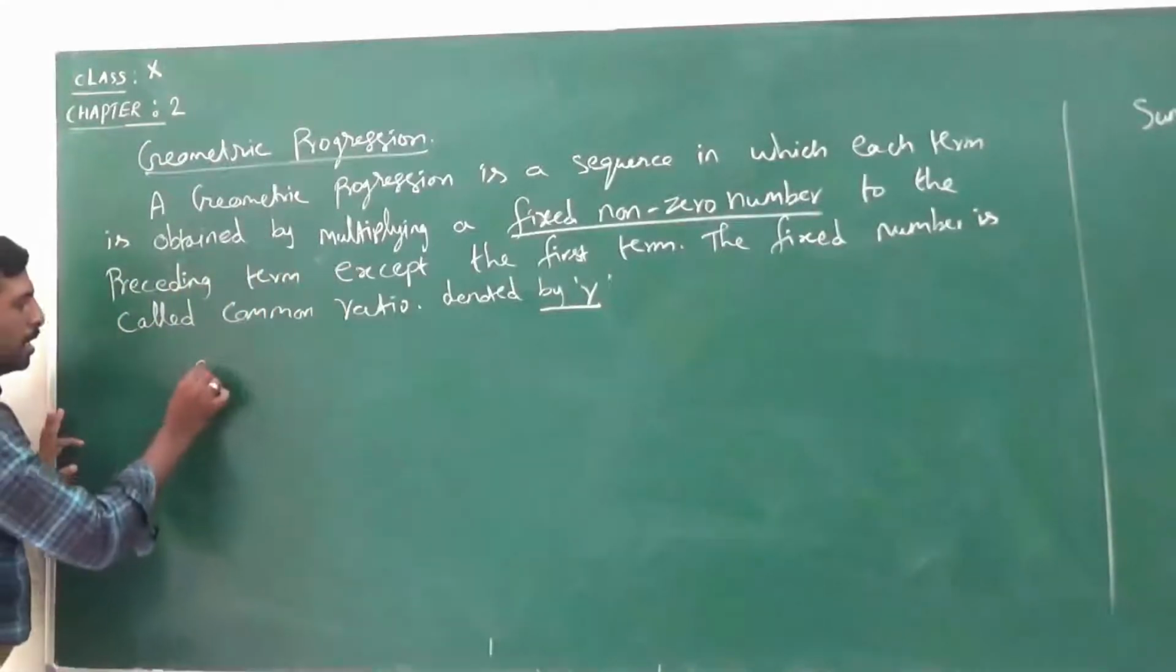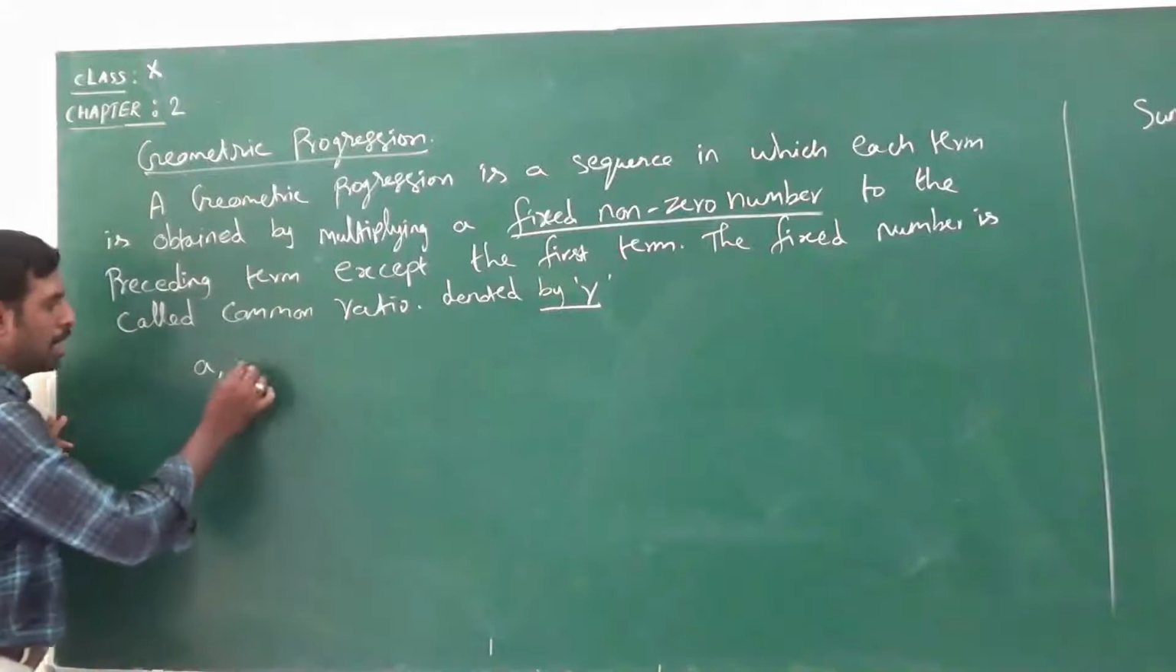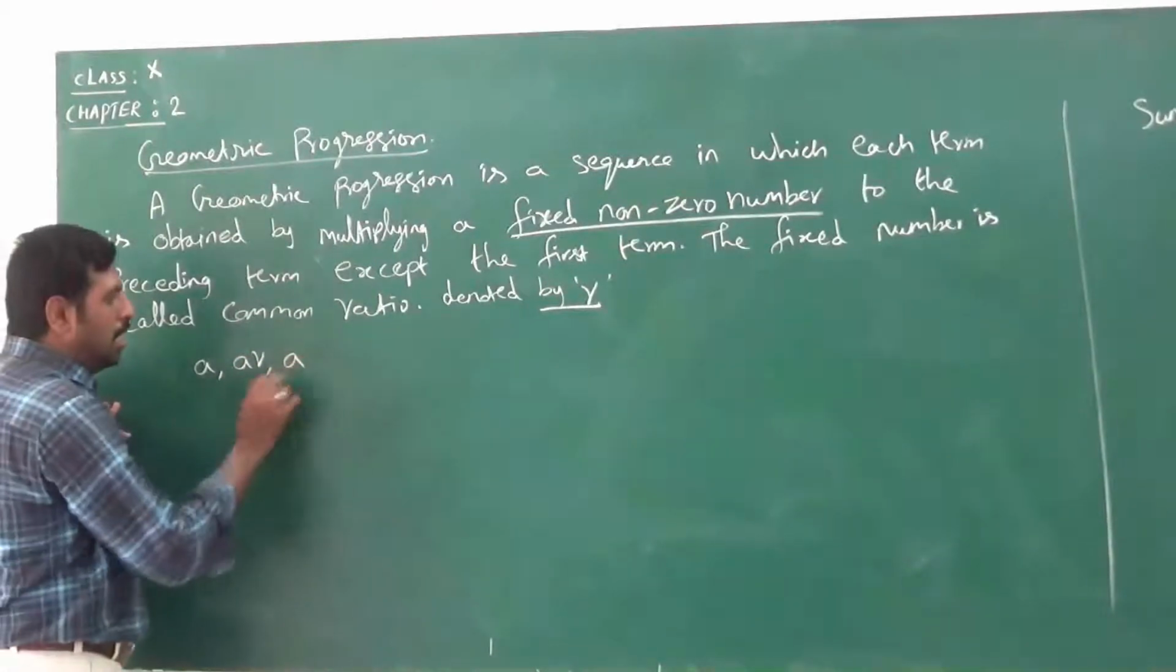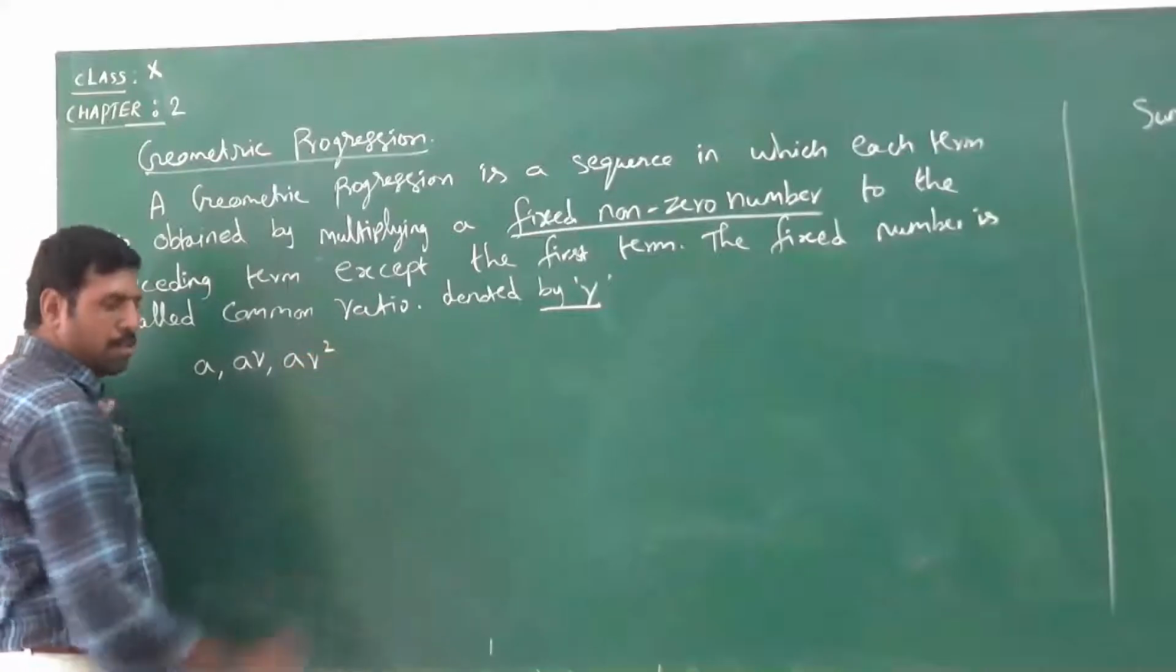Here, a is the first term, a into r, ar, is the second term, and a into r into r, ar squared.